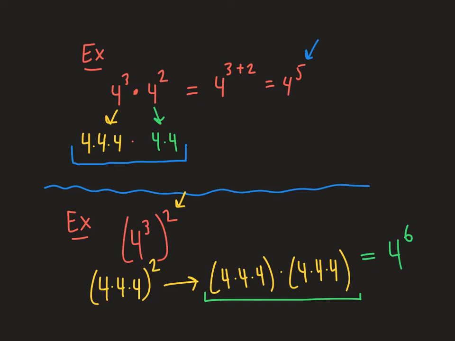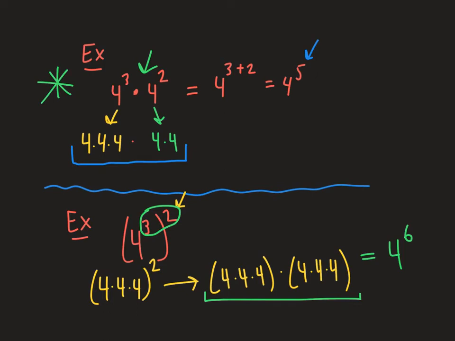Notice in this example, we did not add the exponents like we did up here. We actually multiplied the exponents. 3 times 2 is 6. There's a rule on the previous page, and I really want to make sure, because these are the ones that sometimes get mixed up. So don't rush through these. Make sure we're clear on the difference.